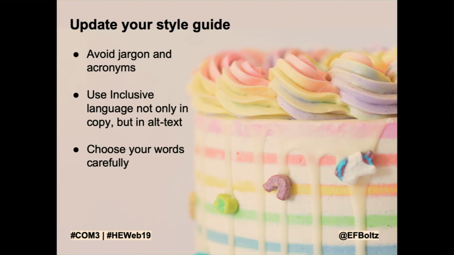And then remembering to update our style guides. So if you have a style guide that exists on your campus, making sure that there are considerations for inclusivity. So avoiding jargon and acronyms, making sure you're using inclusive language, not only in the copy, but also in the alt text. Higher education is pretty heavy in the jargon and the acronyms, and we're hopefully moving a little more towards having inclusive language. And then we also want to think about choosing our words carefully, and I'll talk about that a little bit in a minute when we get to some common mistakes.